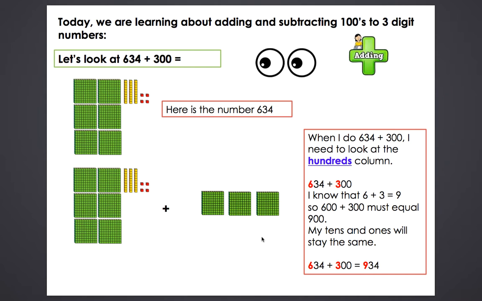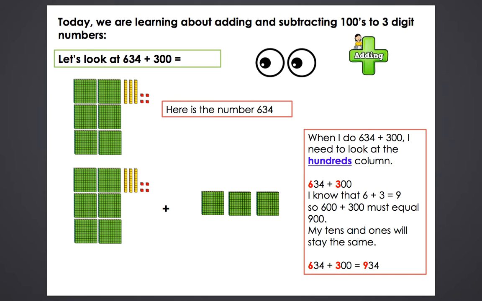Now, our main topic for the lesson is adding and subtracting hundreds to 3-digit numbers. So I've got an example here for you and we'll work through it together. Pause the video at different parts if you need to think about it more in your head. So we've got the number 634 and we're going to add on 300s.